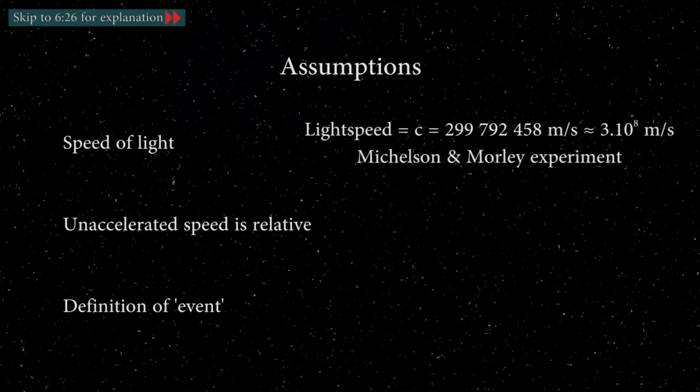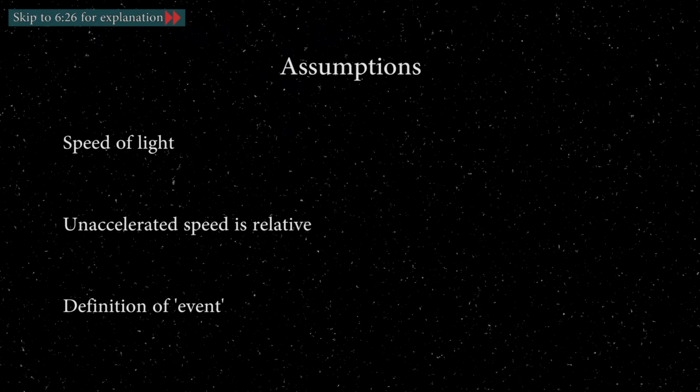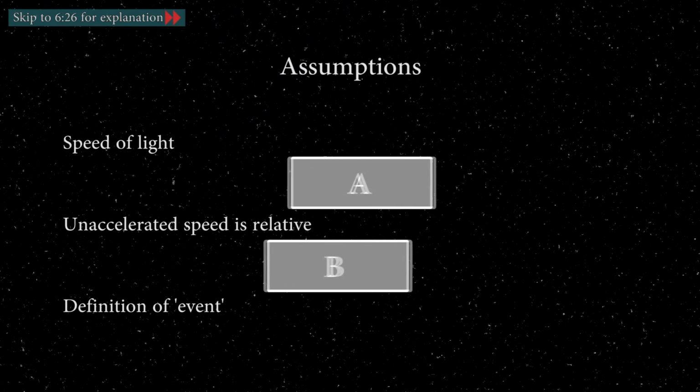If you're unfamiliar with this assumption or postulate, look up the Michelson and Morley experiment for more background information. Second point, unaccelerated speed is relative. What I mean by that is if you have a frame of reference or an object, A, that has a relative motion in relation to another frame of reference or object B, this is a way we can display that situation.